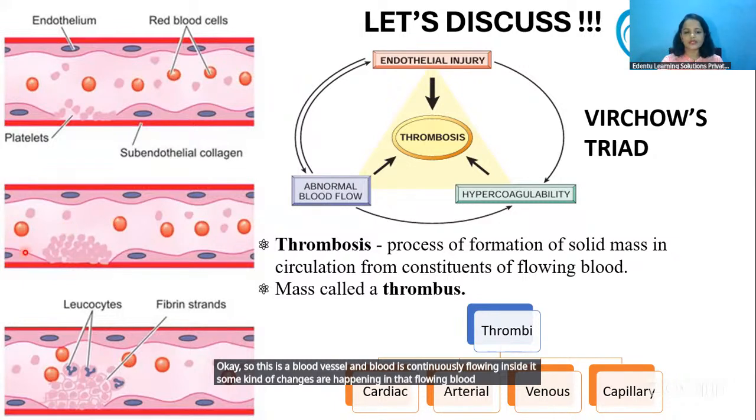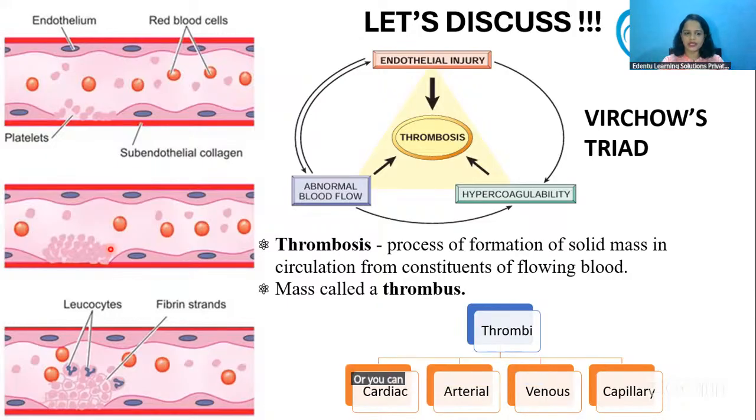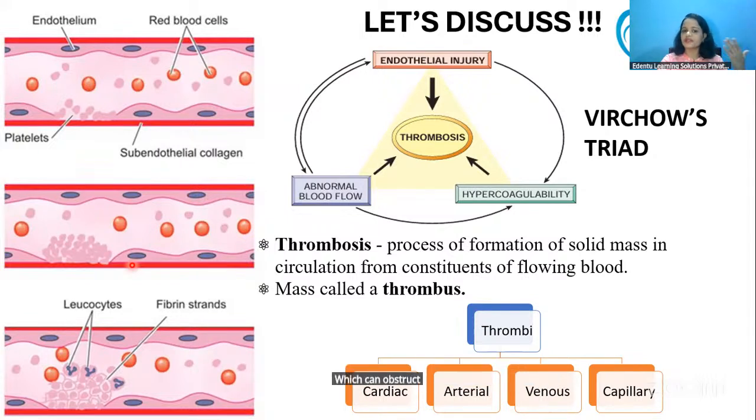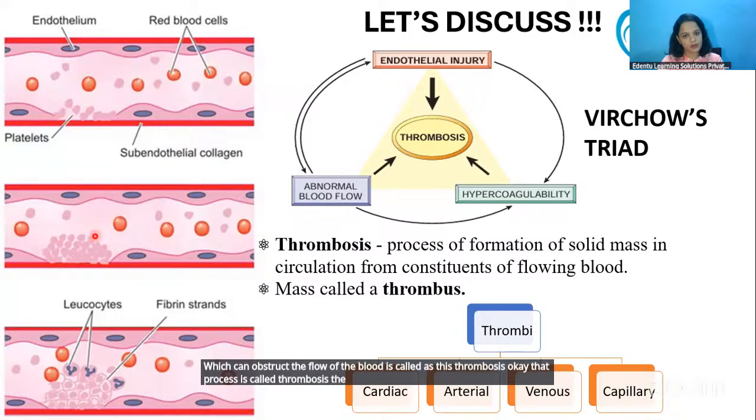Because of that, a solid mass can be formed inside this blood vessel, which can entirely block the flow of blood, or may allow some blood to pass through. Such a solid mass formed inside the blood vessel, which can obstruct the flow of blood, is the result of thrombosis. That process is called thrombosis, and the solid mass formed inside the blood vessel is called a thrombus.